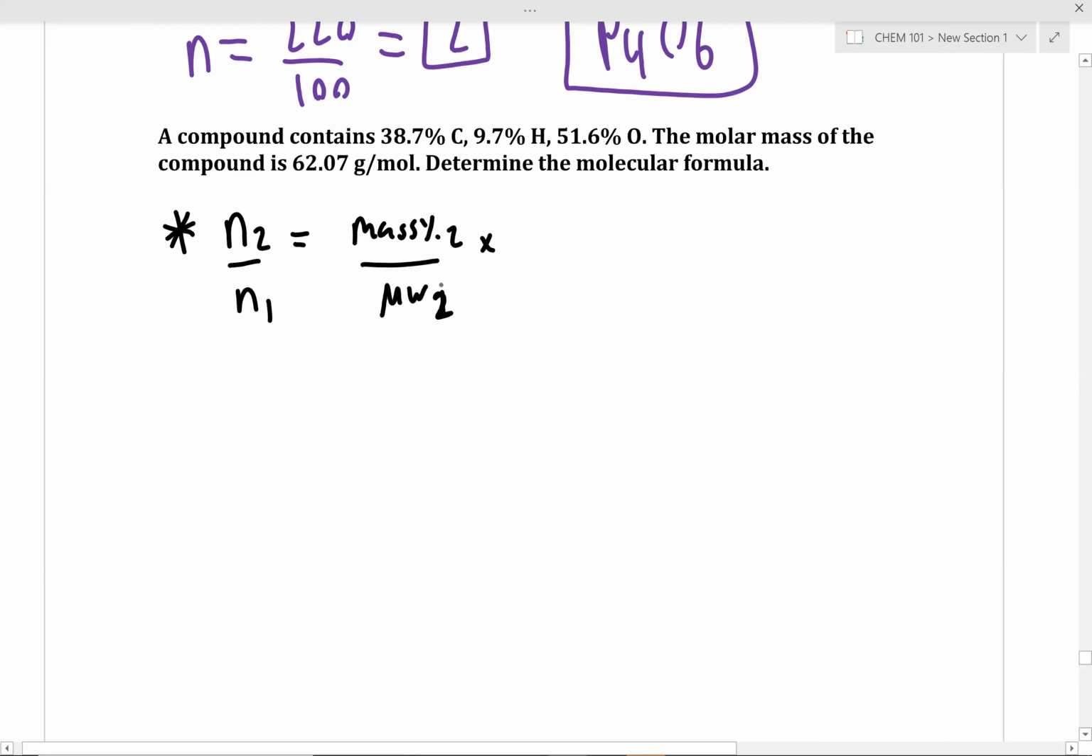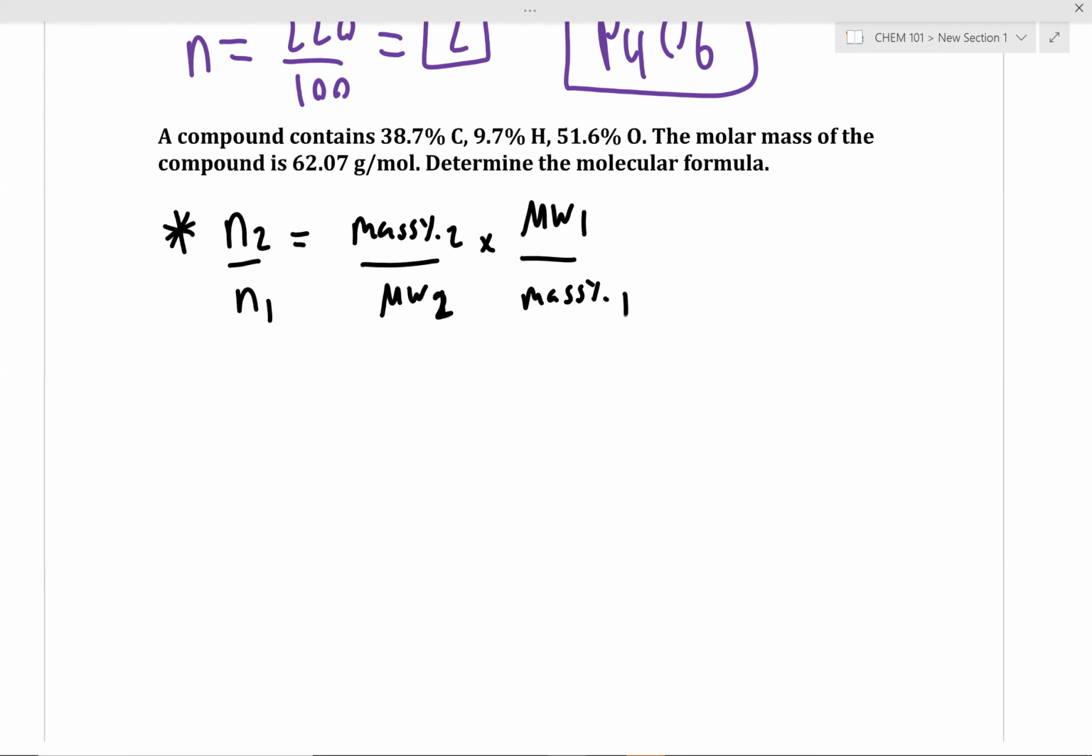Oh, sorry, mass percentage of 2 over the molar mass of 2 times the molar mass of 1 over the mass percentage of 1. I started writing the other form of this equation by accident. Okay, the only thing that changes when you have a 2-component system is that you're going to want to make sure you're dividing by the same mole quantity in each case.